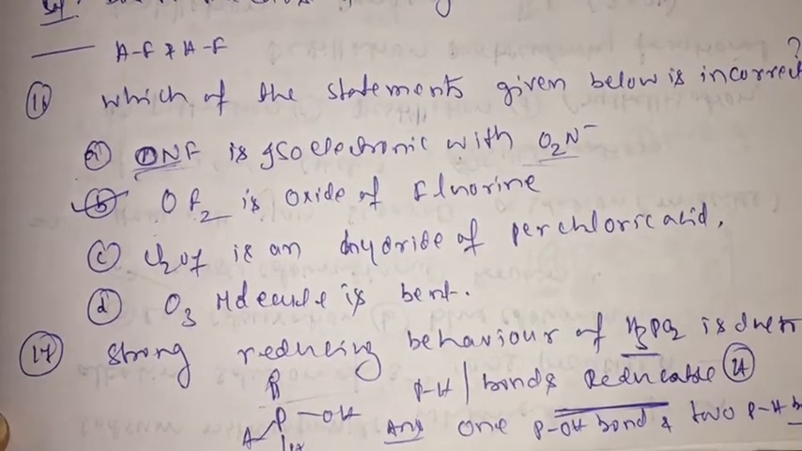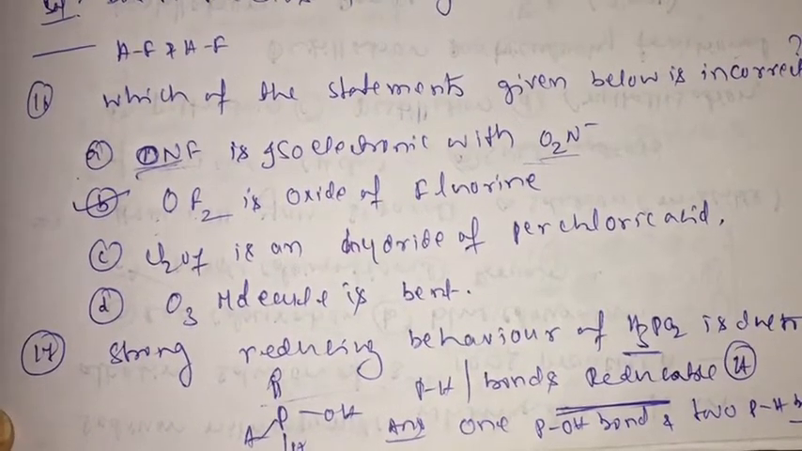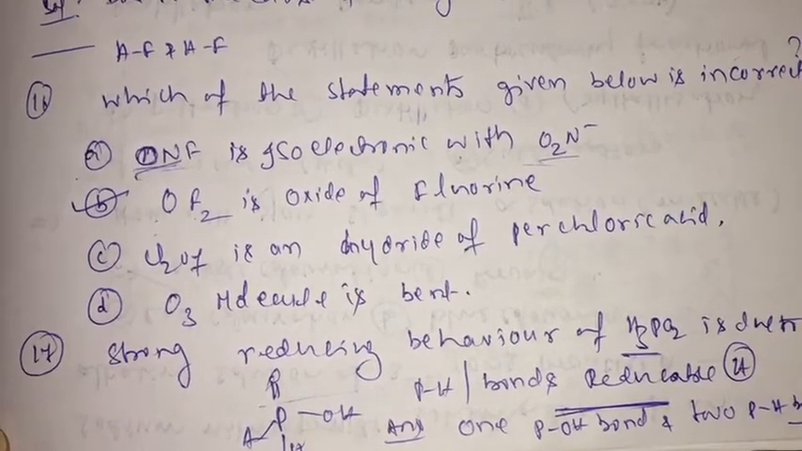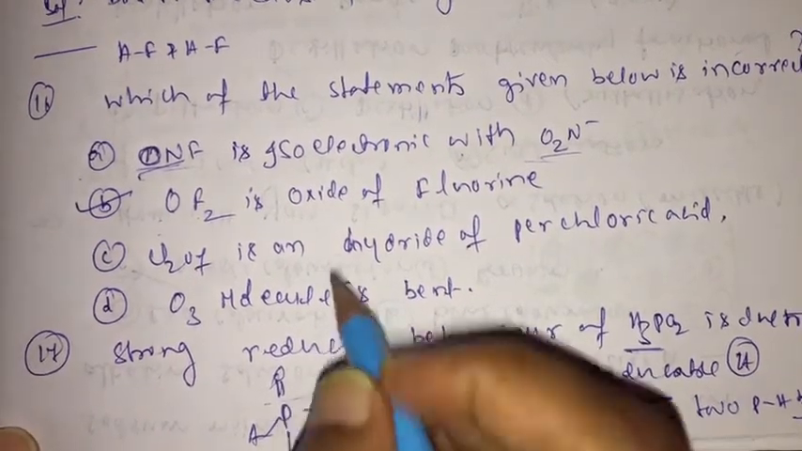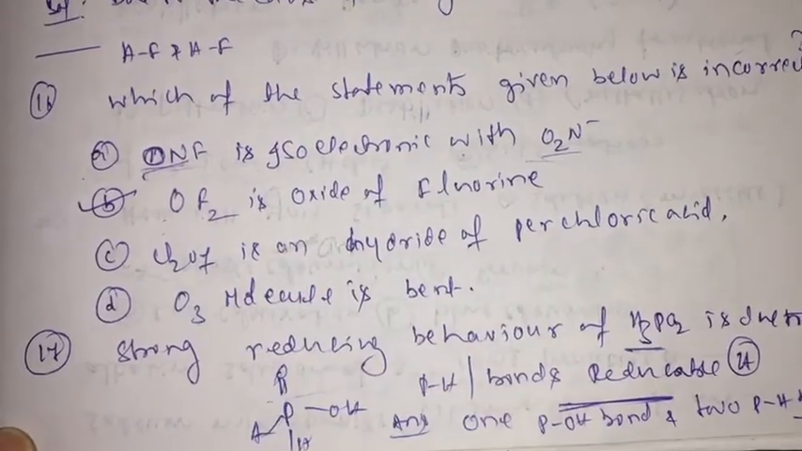Next, the O3 molecule is bent shaped. What shape is the O3 molecule? Bent shape. That is also right.